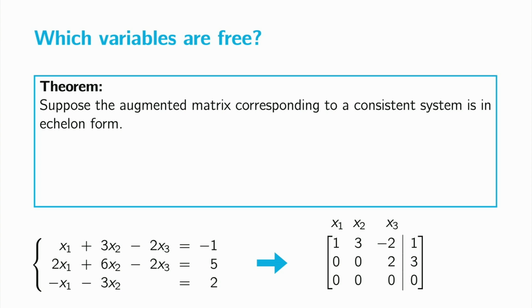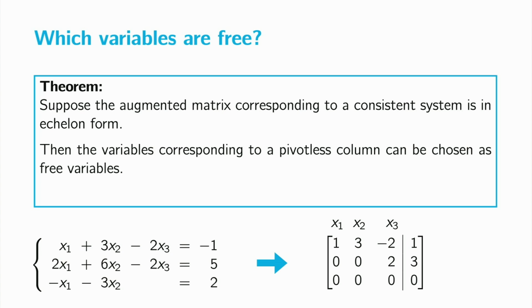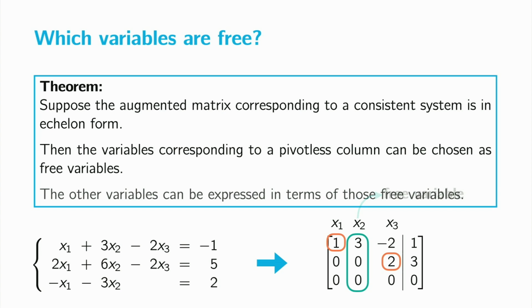The following is true. The variables that correspond to a pivotless column can be chosen as free variable. In our example, the pivots are in column 1 and 3. Column 2 is pivotless, so indeed x2 can be chosen as free variable. All other variables can be expressed in terms of the free variables. These variables are called the basic variables. That means if you pick a value for each free variable, then the values of the basic variables are also fixed.